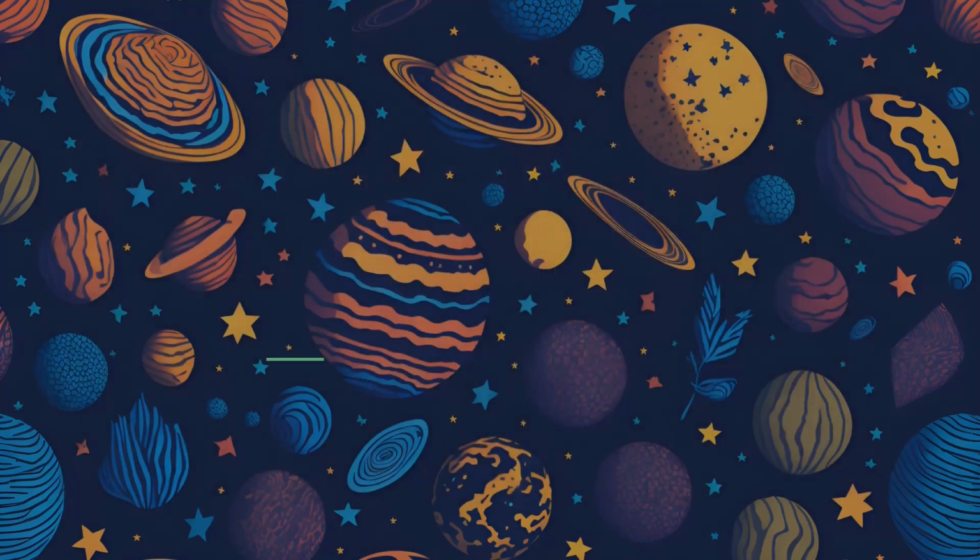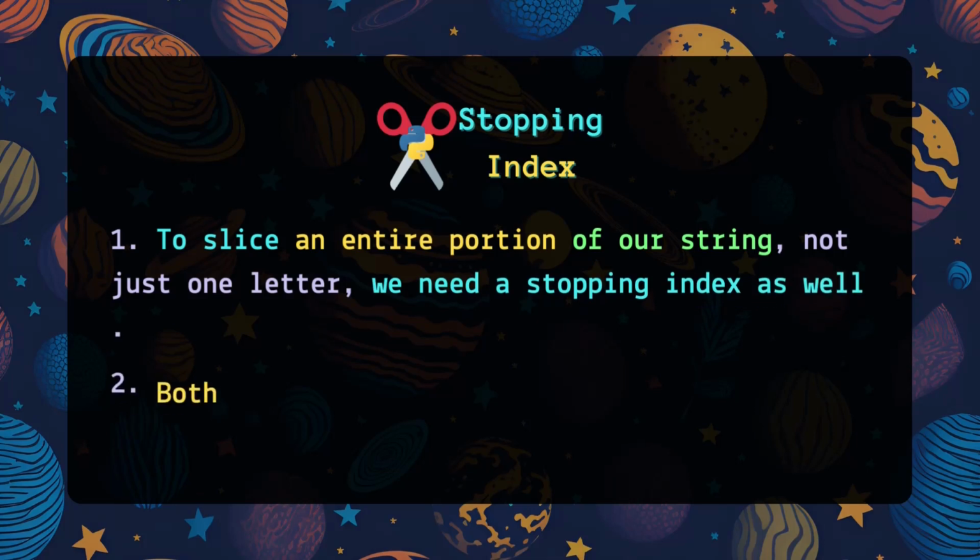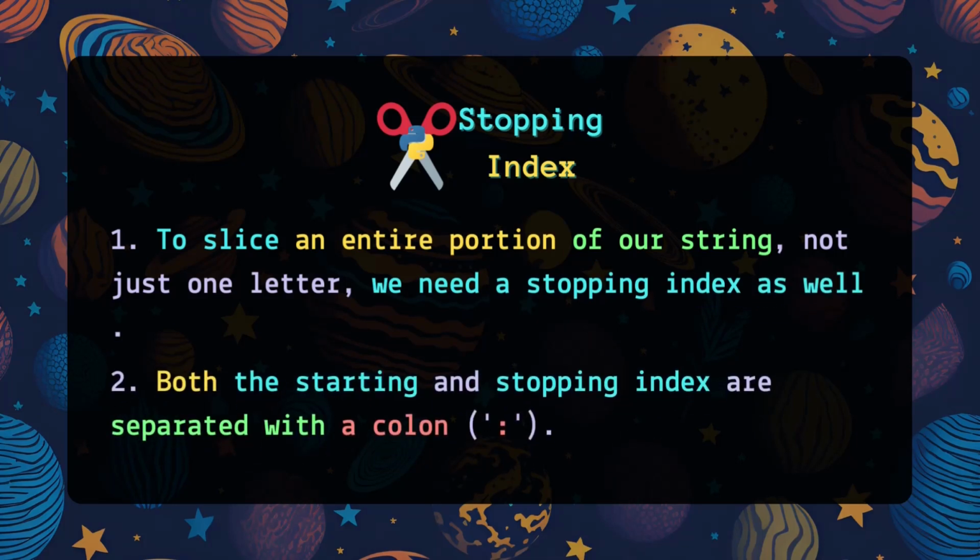Stopping index. To slice an entire portion of our string, not just one letter, we need a stopping index as well. Both the starting and stopping index are separated with a colon. For example, to slice the first 3 characters of our string, we can use the following code.